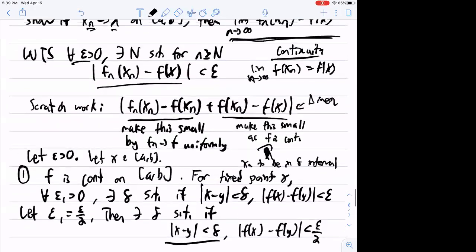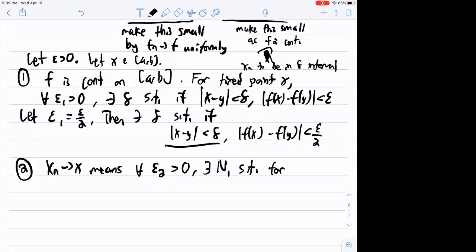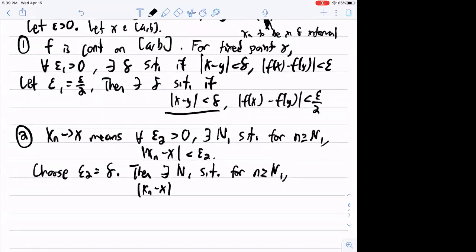But we are given that xn goes to x. So what does that mean? Xn goes to x means for all epsilon 2 bigger than 0, because I used epsilon 1 already, there exists n1 such that for n bigger than or equal to n1, xn minus x is less than epsilon 2, right? That's what it means for a sequence to converge to x. So this must hold for all epsilon 2. So choose epsilon 2 equal to delta. Then there exists n1 such that for n bigger than or equal to n1, xn minus x is less than delta. So now I'm in that delta interval, right?